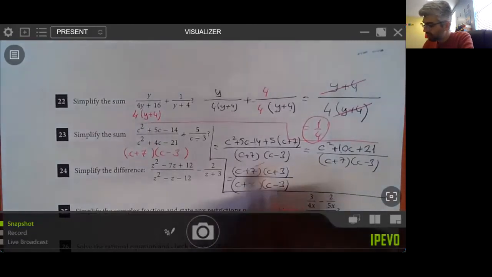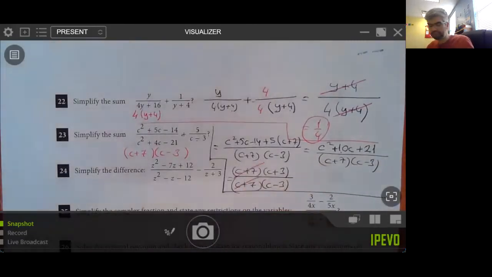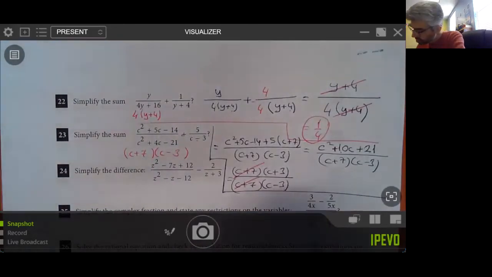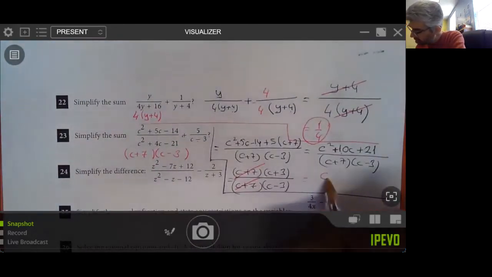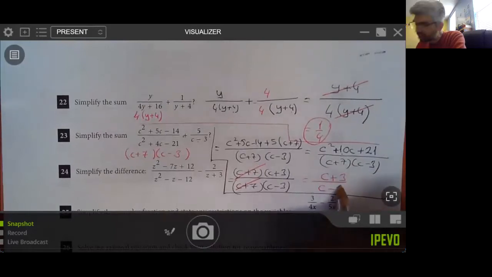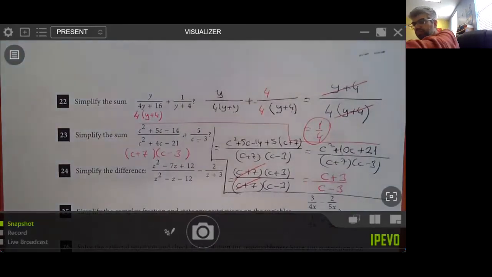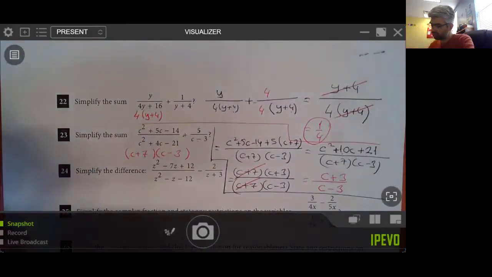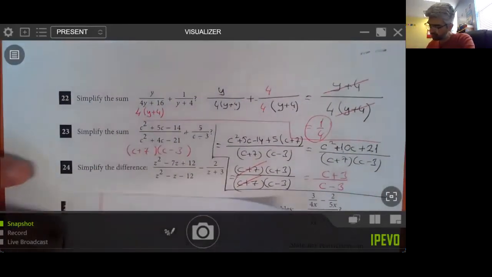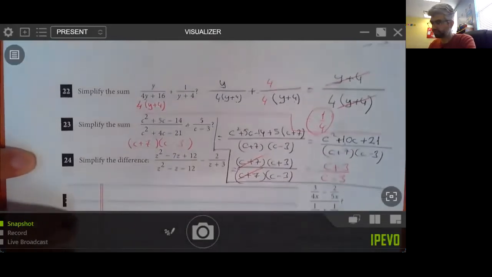The common factors are c plus 7 and the final answer c plus 3 over c minus 3. Okay. 24. Okay, solve it here, guys. Number 24.